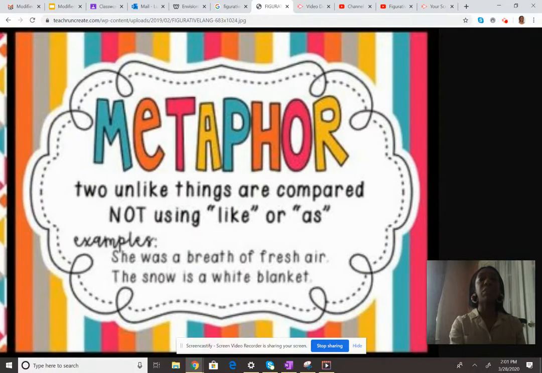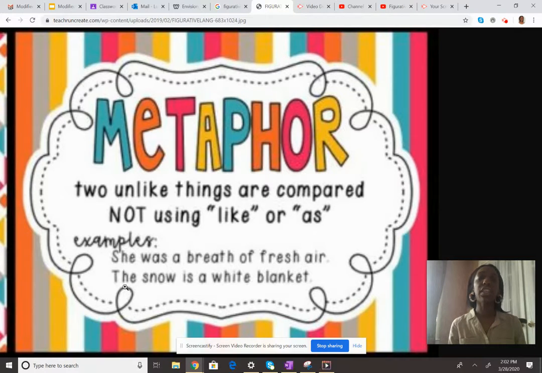Metaphor is kind of similar to simile, except they do not use like or as, okay? So it's two unlike things. It's when two unlike things are compared, not using like or as, okay? For example, she was a breath of fresh air. So they're comparing a girl to fresh air, okay? They're saying how amazing she is, okay? How cool she is.